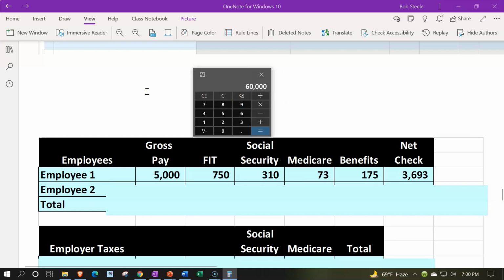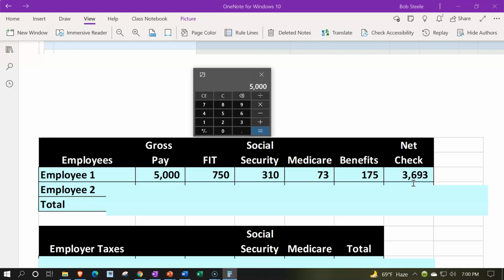And let's just say we pay them monthly to make it nice and easy. That means we're going to pay them $5,000 per time frame. But we're not going to give them that full $5,000, even though they earned that full $5,000. What we're going to do is give them the net check, in this case, the $3,693.